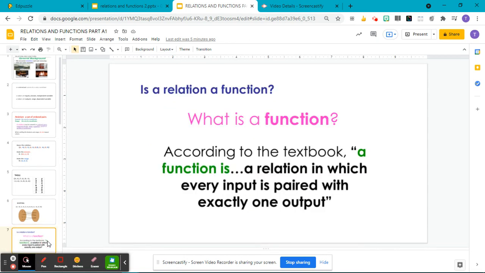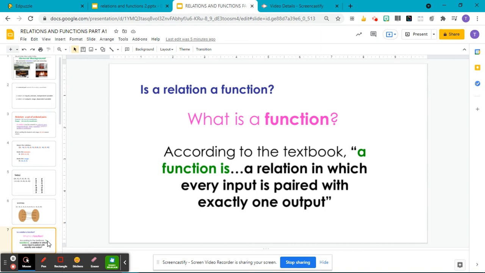So is a relation a function? Remember we said we're talking about relations and functions. We've determined that a relation is simply a set of ordered pairs. A function, according to the textbook, is a relation in which every input is paired with exactly one output. It's a rule. A function is a rule. Just like the Coke machine. Let's go back to that.